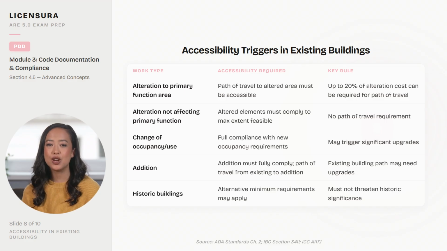The Accessibility Triggers table shows when accessibility improvements are required in existing buildings. Alterations to primary function areas trigger path of travel requirements up to 20% of alteration cost. Changes of occupancy or use require full compliance with the new occupancy requirements. Additions must fully comply, and the path from the existing building to the addition may need upgrades. Historic buildings have alternative minimum requirements.